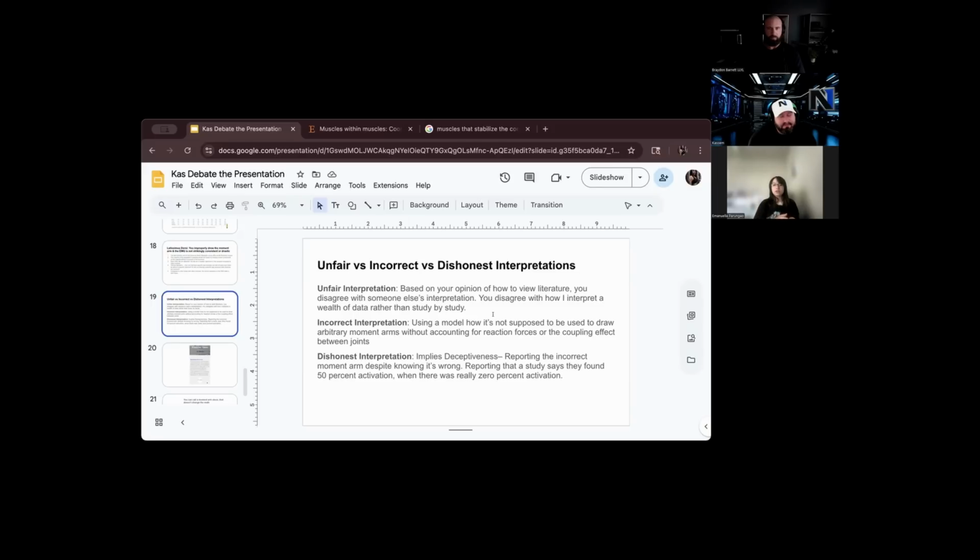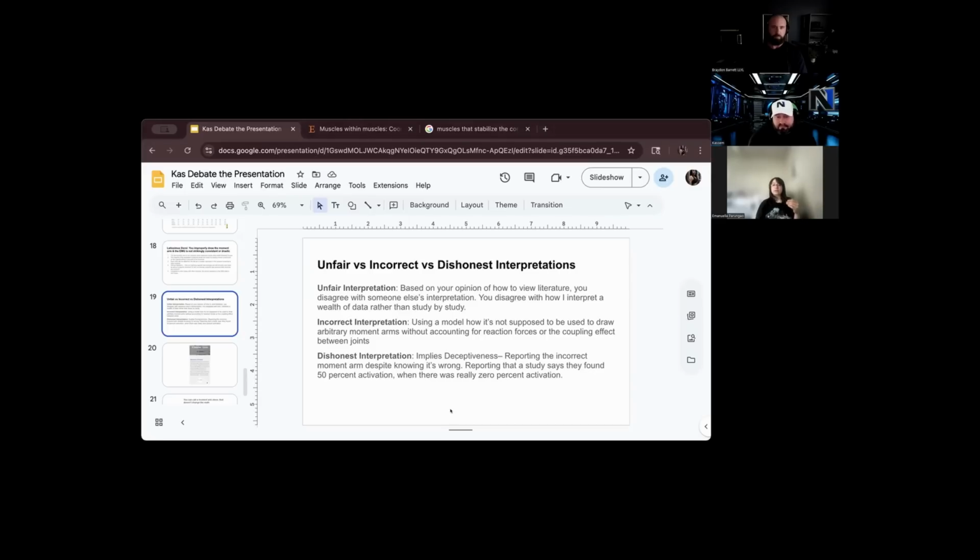That's fine. Incorrect interpretation is using a model how it's not supposed to be used to draw an arbitrary moment arm without accounting for reaction forces and coupling effects, and then trying to use that as some sort of strong evidence for saying that the lats can be biased. That's an incorrect interpretation. I never said any of the evidence was strong. I said it was all weak. That's still an incorrect interpretation of how you use that, because the math was still wrong. I didn't put up a comparison of two different things that weren't meant to be compared and claim it as strong evidence. The whole point is that the math was still wrong, no matter how you put it.